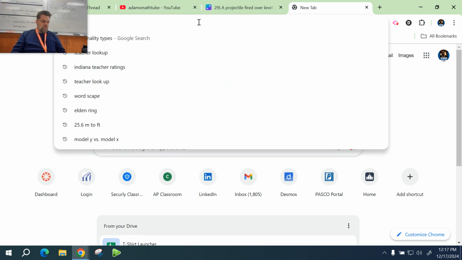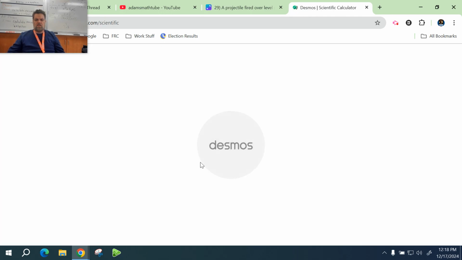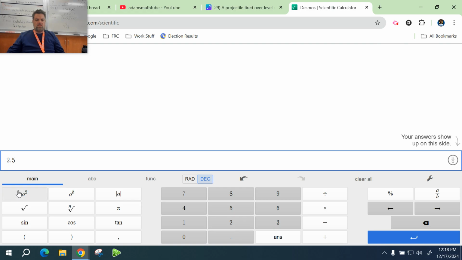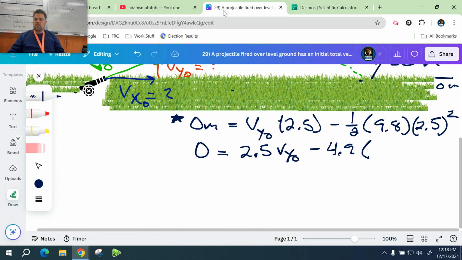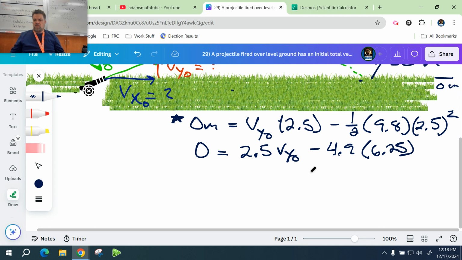So we're going to say Desmos, we'll do a scientific calculator. We're just going to say 2.5 squared. Yep, 6.25. And then we're going to multiply that by negative 4.9, and we get negative 30.625. So this whole thing here becomes negative 30.625. Whoops, why am I doing it that way? I'm just going decimal crazy over here.